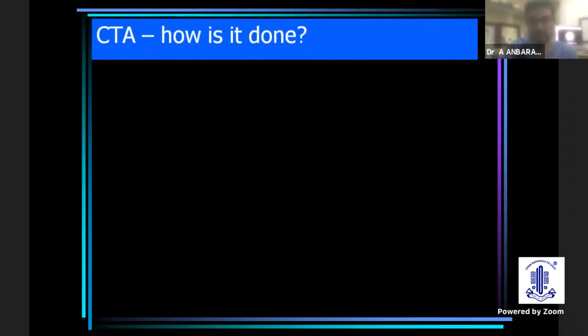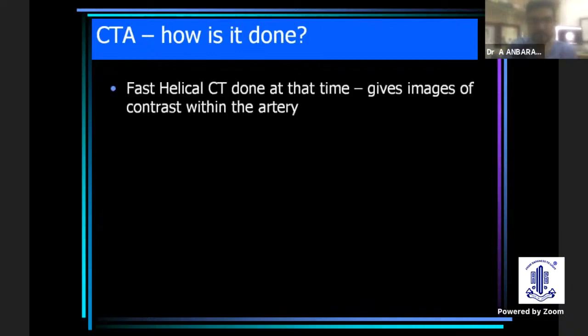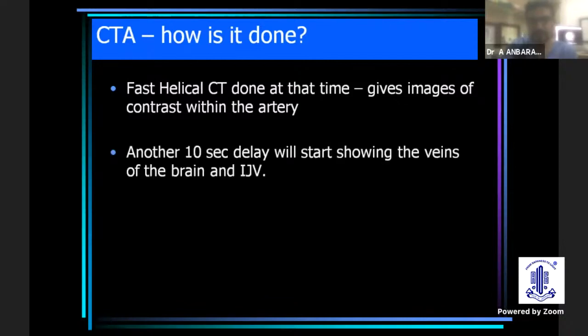We use smart automation systems which will automatically start the scanning as soon as the contrast reaches the artery. So fast helical CT is done at the time when the contrast is in the artery. It gives the images, and after another 10-second delay, if you wait, you will start seeing the veins of the brain and the internal jugular vein. So the crucial timing is to scan when the contrast is actually in the artery. That is the CT angiogram.